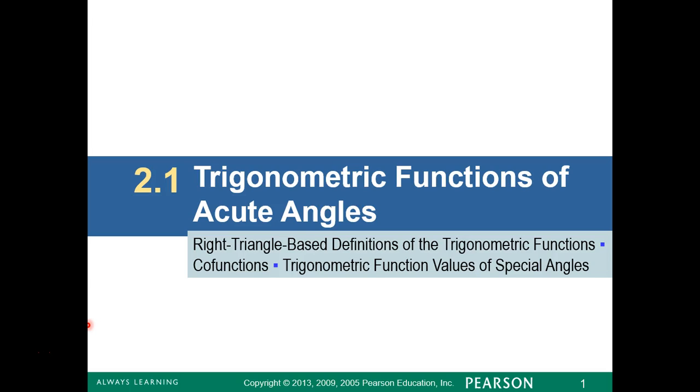These are the definitions that we have learned before in our geometry class on what sine, cosine, tangent, and the other three are. And then we're going to be looking at something called cofunctions, and then we're going to find some trigonometric function values of special angles. We've also looked at these special angles before in geometry class. Those angles are the 30, 60 degrees, like a 30-60-90 triangle and a 45-45-90 triangle. Those were two special types of triangles that we looked at in geometry, and we are covering them again here in trig. So let's move on.